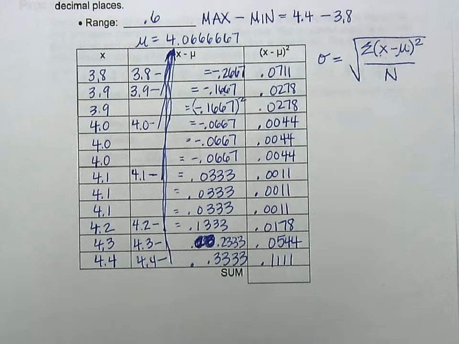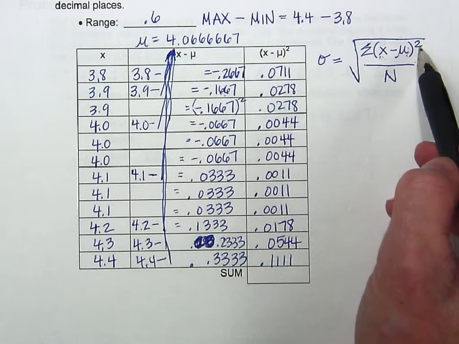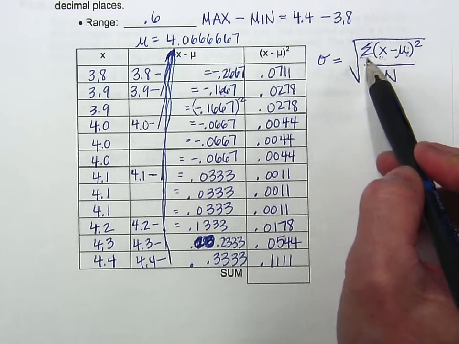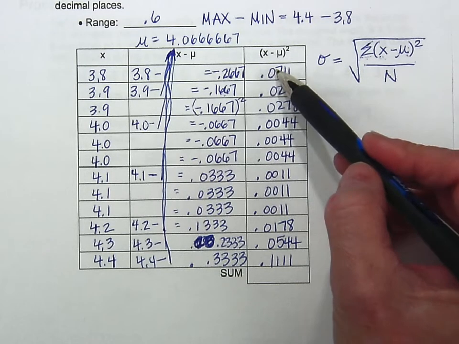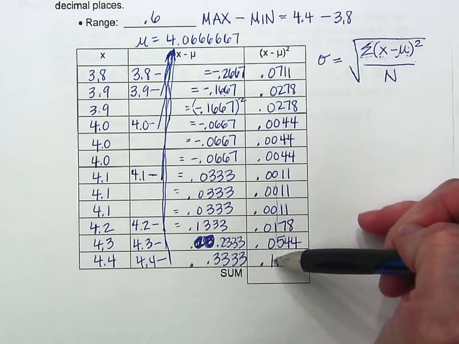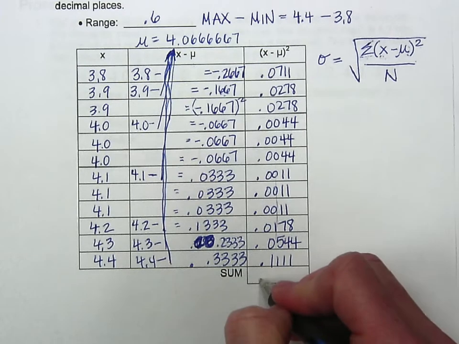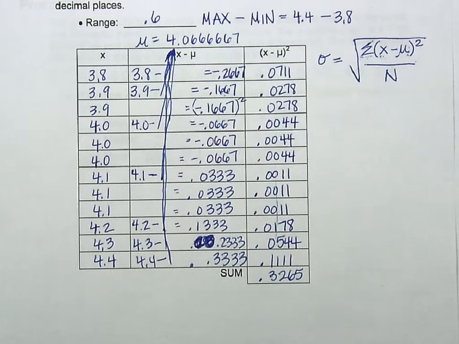So the next part of the step, now we've subtracted the mean from all the values, then we've squared it. This little sigma right here is an uppercase sigma. This means the sum. Sum all of this. So take all of these numbers and plug them into your calculator and add them up. When you do that, you're going to get 0.3265.